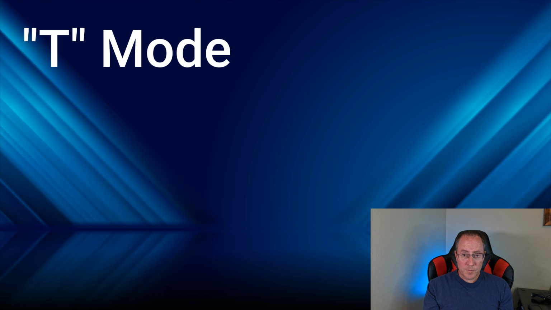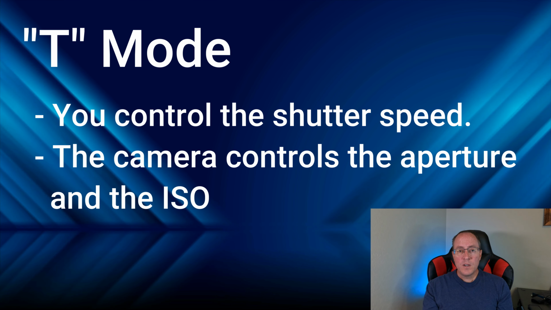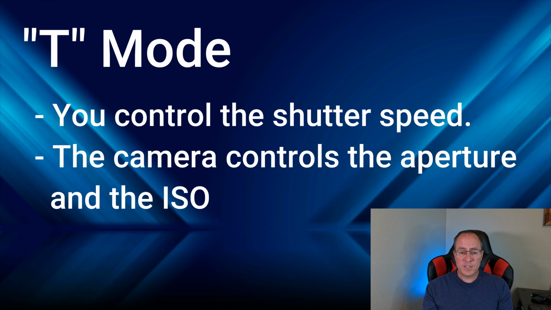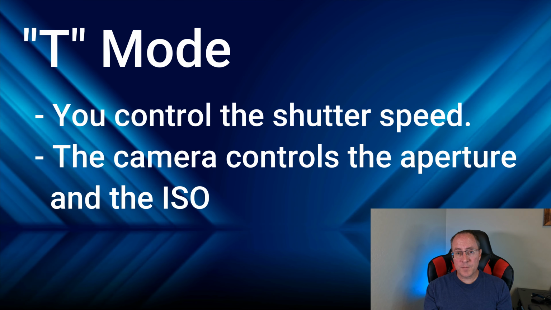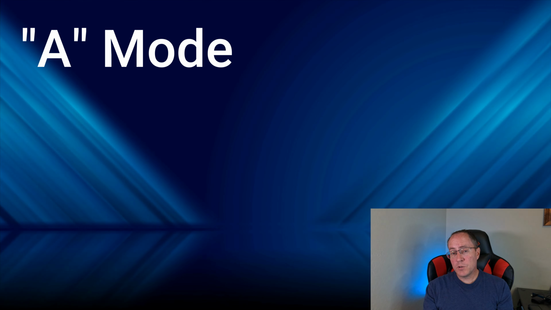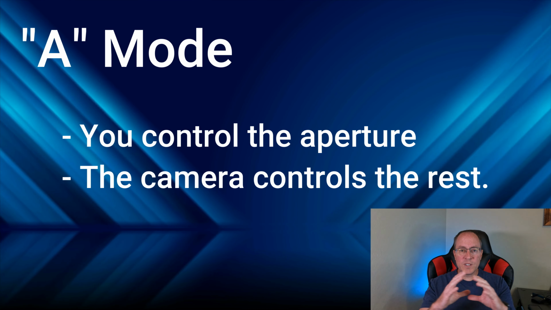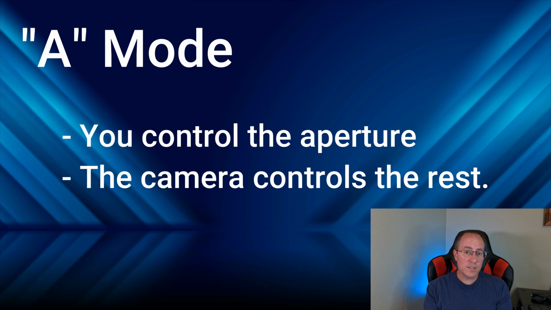In T or TV mode, this is where you control the speed of the shutter. Essentially you can set it for fast or slow, and everything else will be in automatic mode. In A mode or aperture mode, this is the mode that I mostly shoot in. That's where I control the size of the aperture and the camera handles all the other settings.